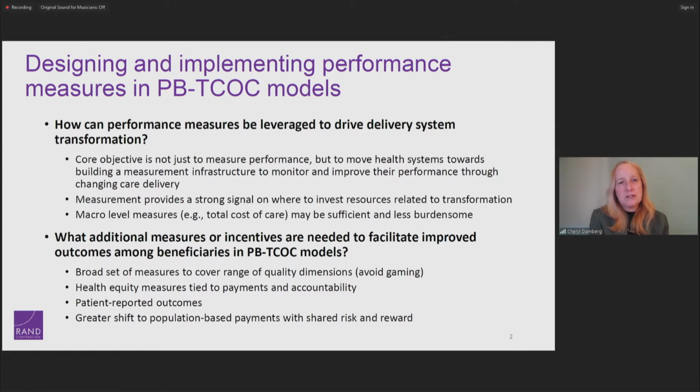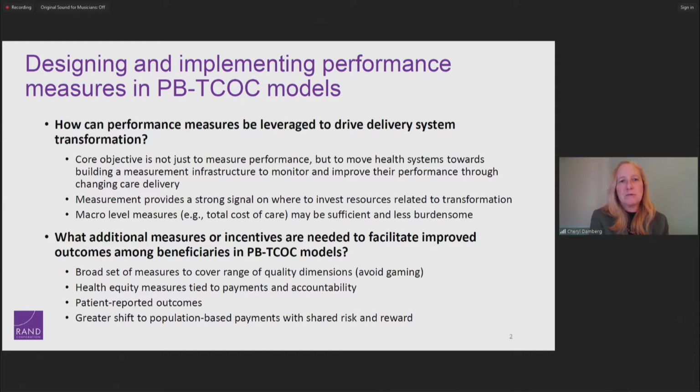I think we also need to be emphasizing more health equity measures. We see time and again the lagging of performance among certain subgroups of the population. And I think we need to do more to tie performance measurement and payment and accountability to trying to do better with these subgroups.